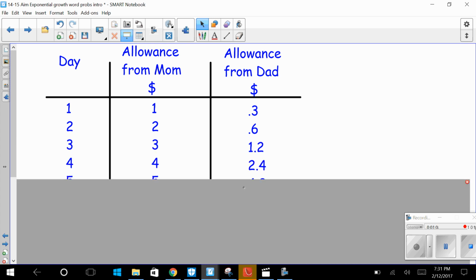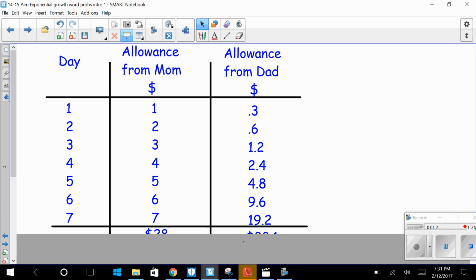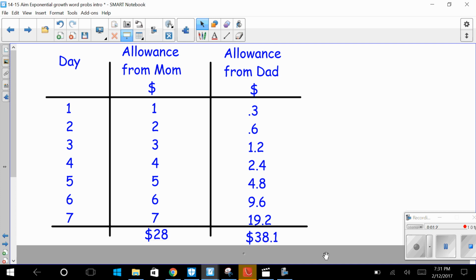So if you look at this for a week, the allowance from mom is increasing by 1 every day. The allowance for dad is doubling. So think of which one is more powerful, increasing by 1 or doubling. At the end of the week, if you add up the allowance for every day, dad wins. So you should take dad's proposal.